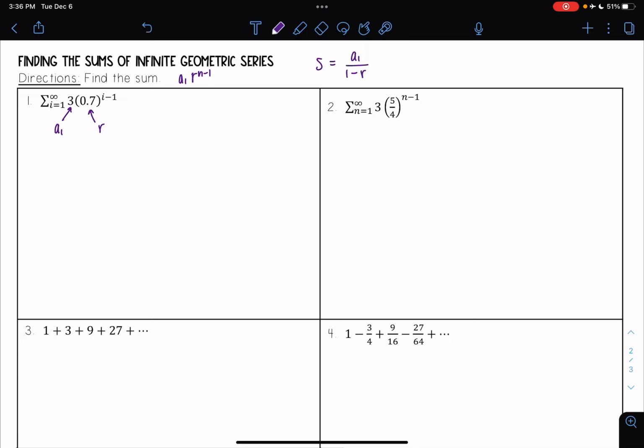Now I do have the stipulation that my r value needs to be less than 1. 0.7 is less than 1, so we are good. We can go ahead and use the formula. So that means that S is equal to a1 over 1 minus r. So I have 3 over 1 minus 0.7. And when you enter that into your calculator, you should get that the sum is equal to 10.